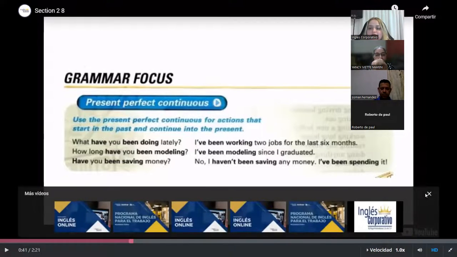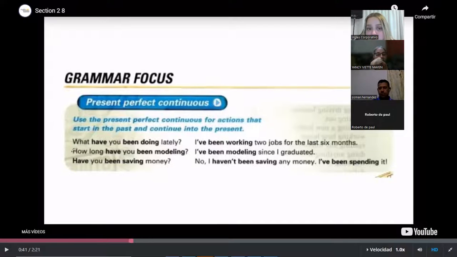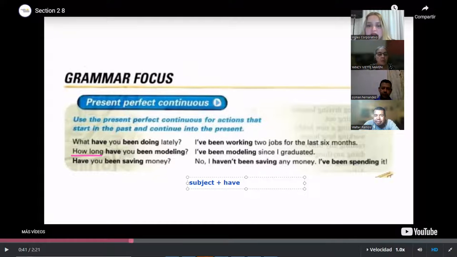Something I want to highlight here is that when we talk about duration, we're going to say how long, not how much time, okay? How long? For time. And what is the structure of the affirmative form of the present perfect continuous? What's the structure? Subject plus have or has, plus been, plus verb plus ing. The verb ending in ing.